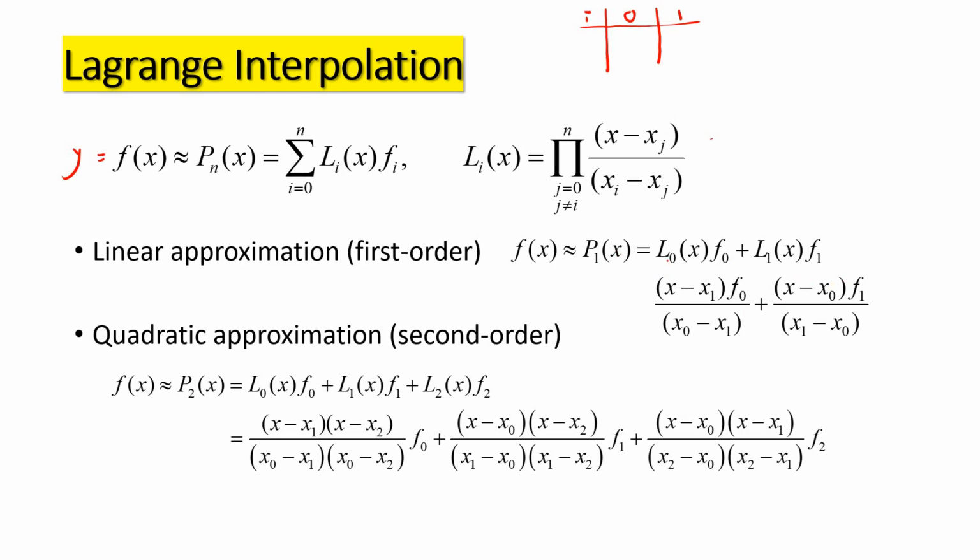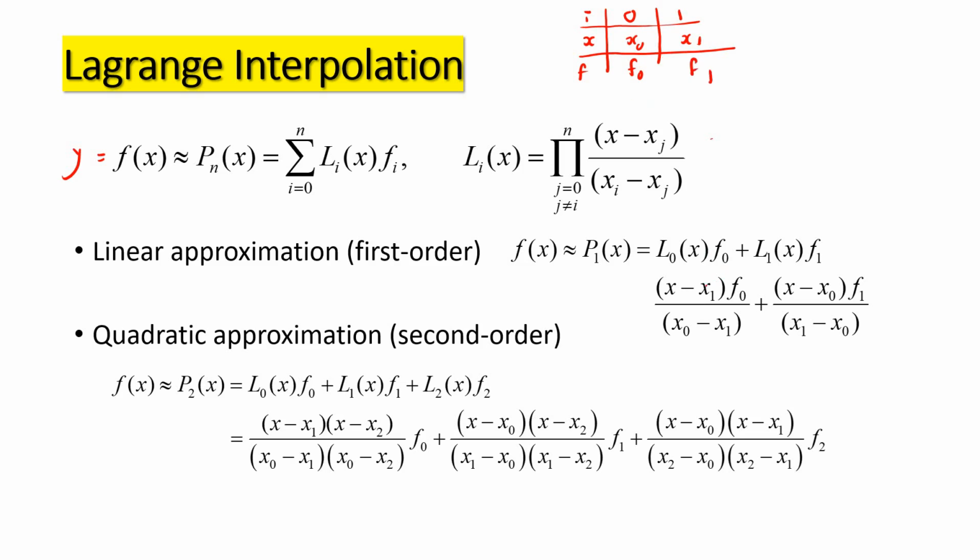Okay, so now for linear approximation, how do we get that polynomial of degree 1? If you want to get the polynomial of degree 1 for Lagrange interpolation, you have L0 f0 plus L1 f1. So how do we get your L0? You have here, for linear, you take only 2 points. Make sure that the y you are going to estimate is contained in those 2 points. So let's say this is x0, this is x1, then this is f0 and f1.